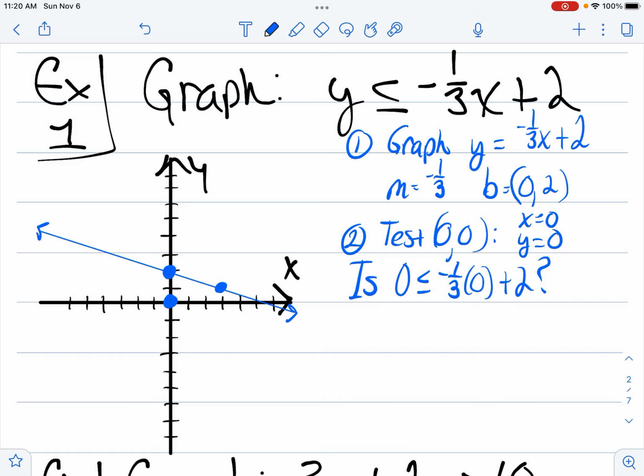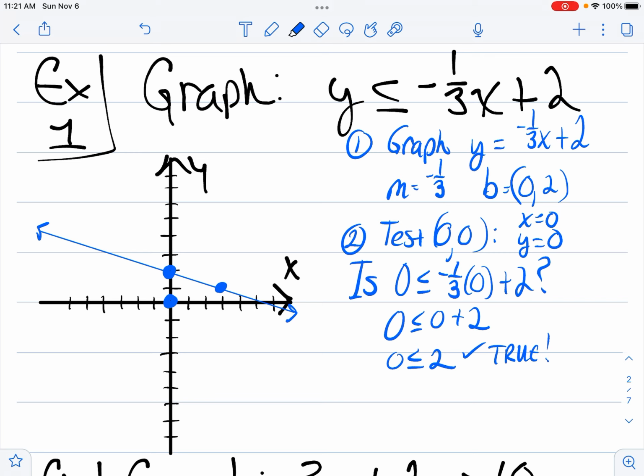Okay, and if you do the math, -1/3 times 0 is 0. So we get 0 plus 2, and that becomes 2. And 0 is indeed less than or equal to 2. This is a true statement. That means (0, 0) is a solution.